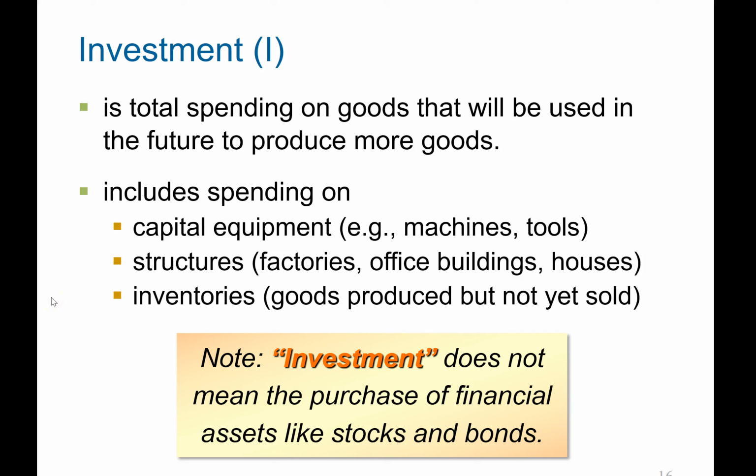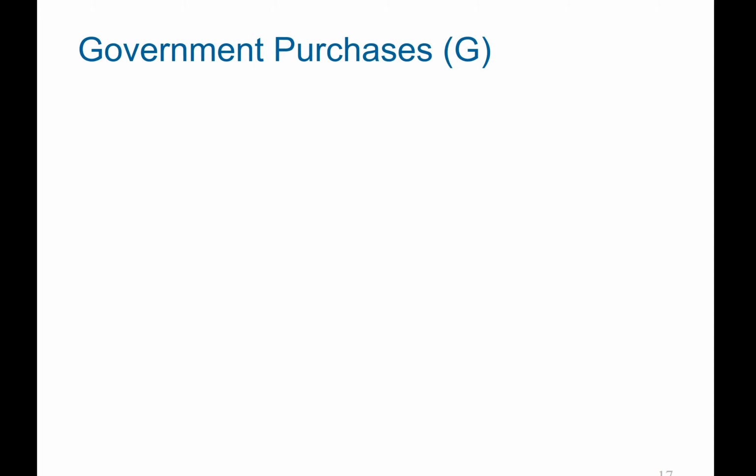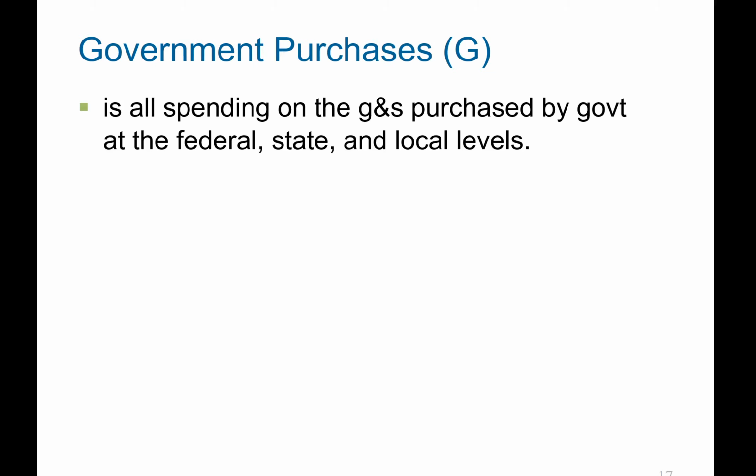And so it's an important note that the text gives you here that tells you that investment doesn't mean what we kind of traditionally think it does, which is the purchase of financial instruments, but rather it is the spending of businesses on capital and the things that are going to make the business grow. Important distinction. The third component, government purchases, is spending by the government on goods and services.